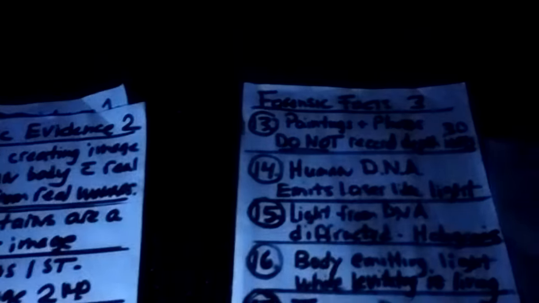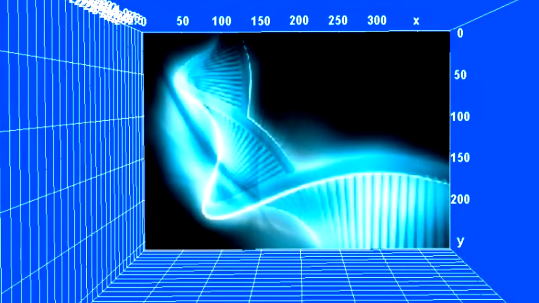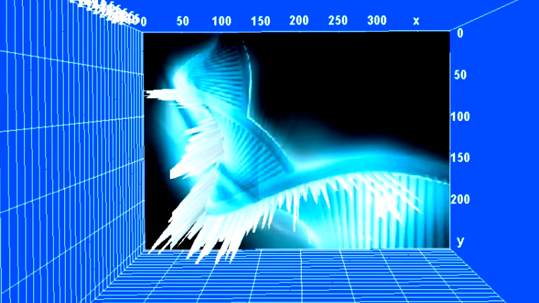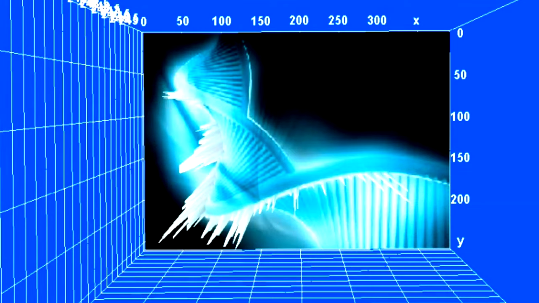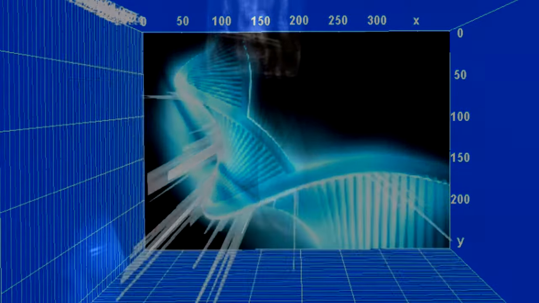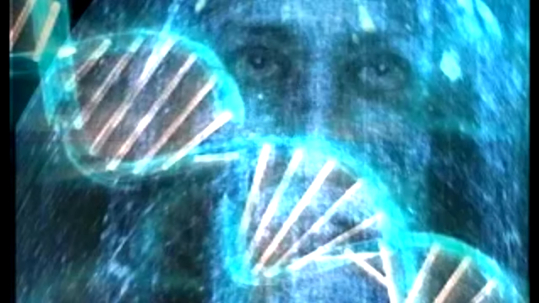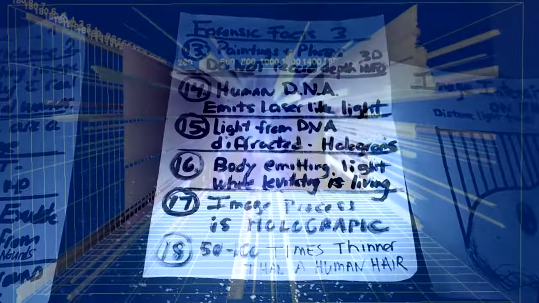A very interesting forensic fact is that human DNA emits a laser-like light, a very highly ordered and controlled light. And when light from DNA is diffracted, it creates holograms. That's observed in science. That's not pseudoscience. There's the possibility that the light that was emitted from the body of Jesus to create the accurate depth information may have been from the DNA. And the body emitted this electromagnetic radiation or charged particle radiation while the body was levitated.